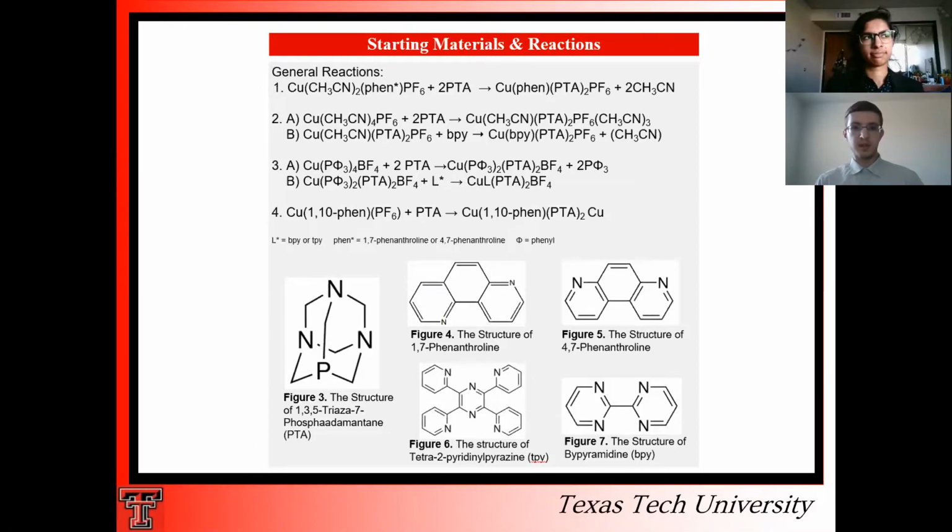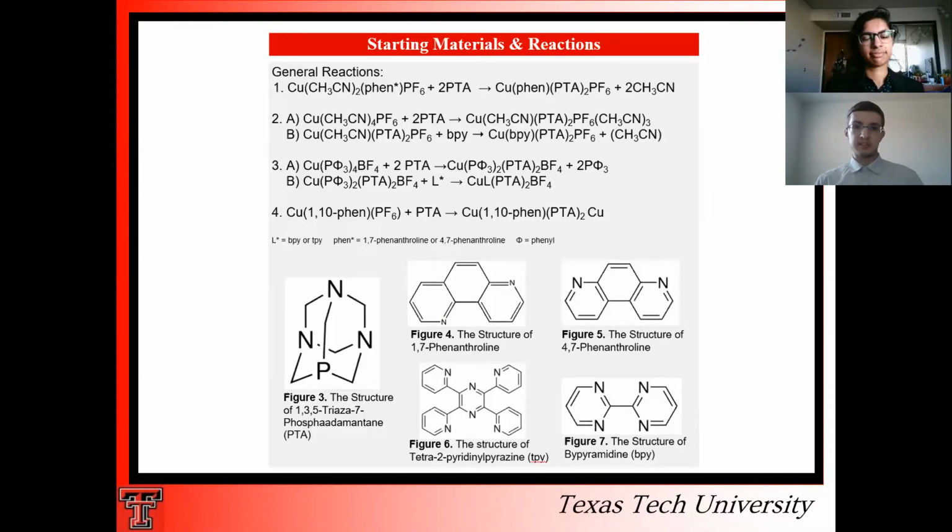whenever we synthesize the PTA containing copper compounds. For many of these reactions, we use tetrakis copper-1 hexafluorophosphate as the base, as like the starting material. And the reason why we use this compound is because it has a number of acetonitrile groups, and these groups can be easily kicked off in future reactions to add other compounds to it, such as the phenanthrolenes or PTA.